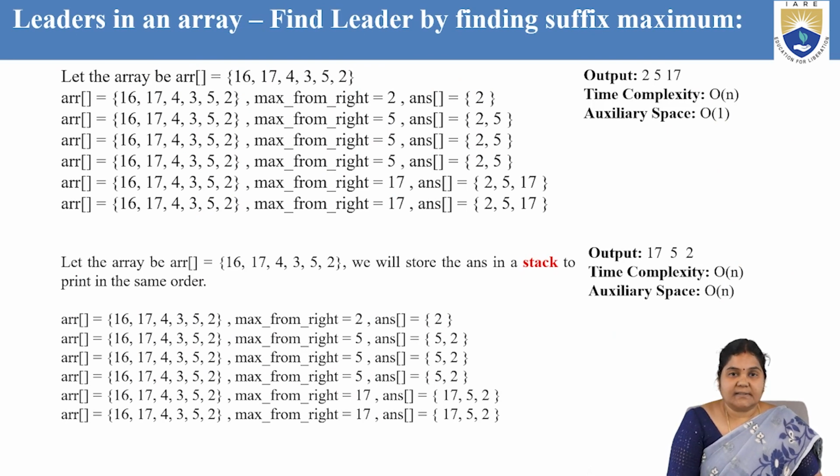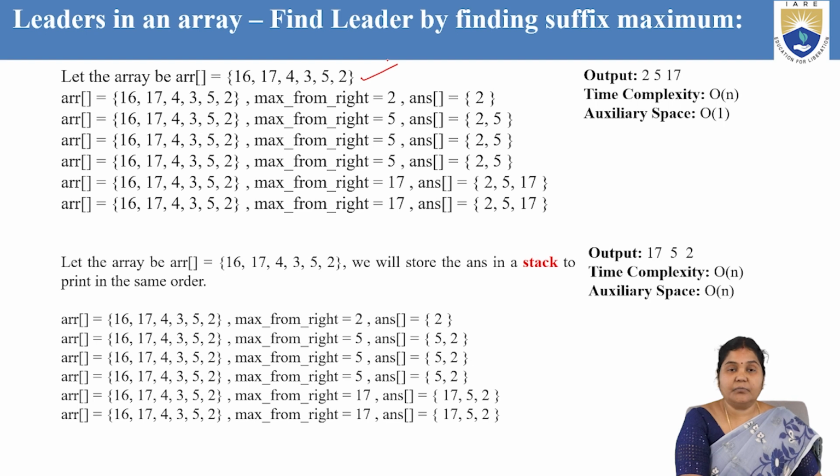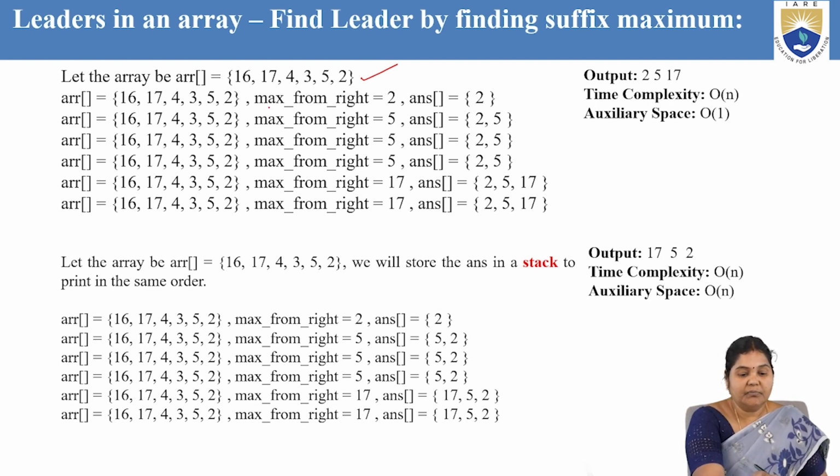Now let us discuss another solution for solving the same problem, leaders in an array. This solution is called finding the leaders by finding the suffix maximum. So, what is suffix maximum? Now, let us discuss this problem. Suppose the array contains these elements: 16, 17, 4, 3, 5 and 2. What we will do is find out the maximum element from the right.